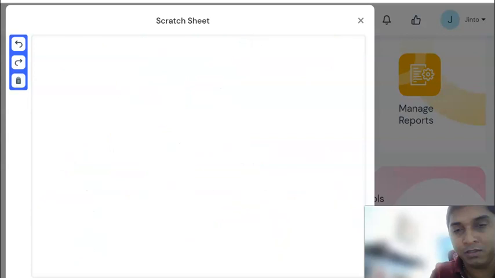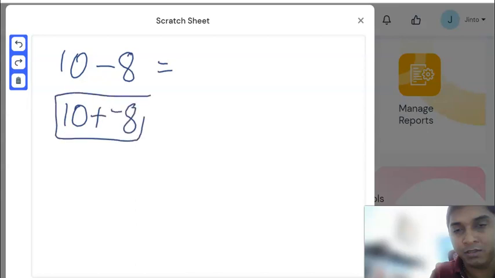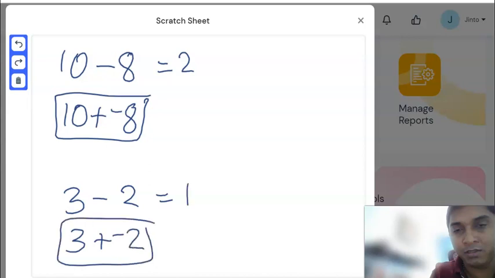Okay, so let's think about that one more time. 10 minus 8, you already know the answer, but we could also find it out like 10 plus negative 8. If you know how to add integers, you already know the answer to this one is 2. So therefore it's very easy to do that. Let's say 3 minus 2, so you already know the answer to be 1, but what if we do 3 plus negative 2? Here also you get the answer as 1 based on the addition rule.